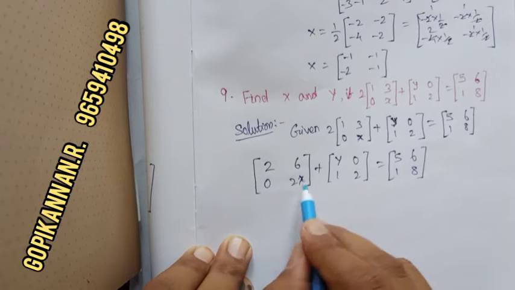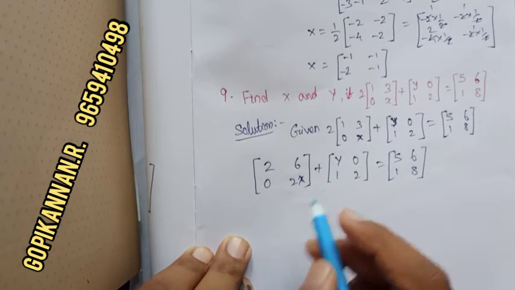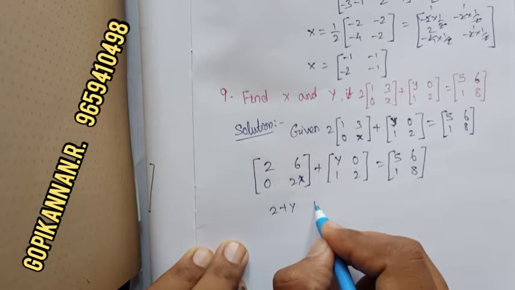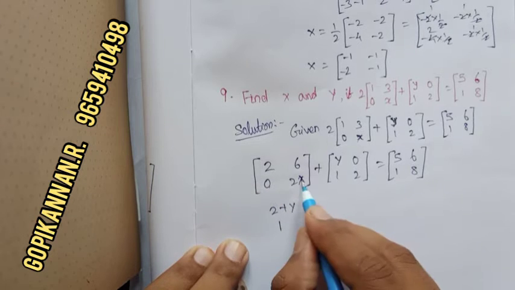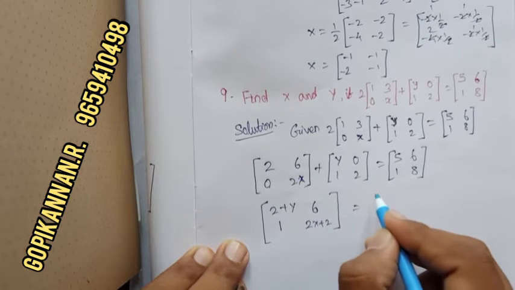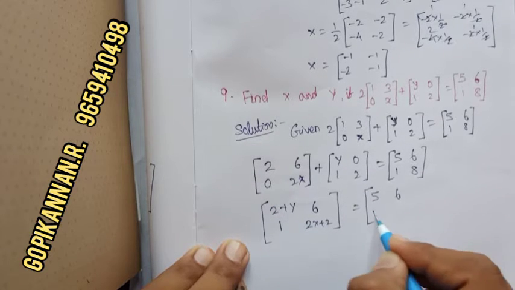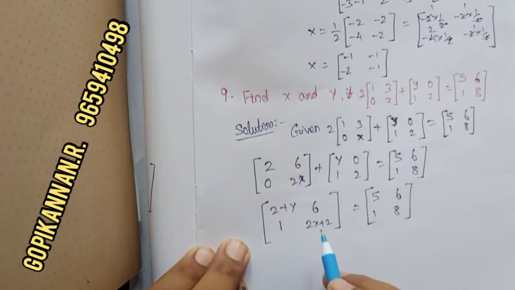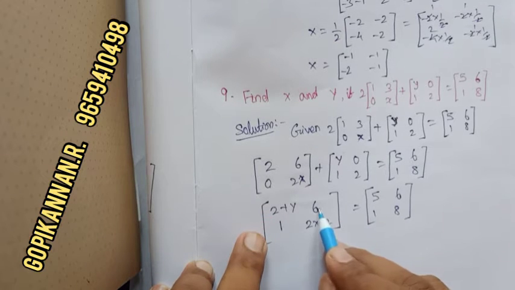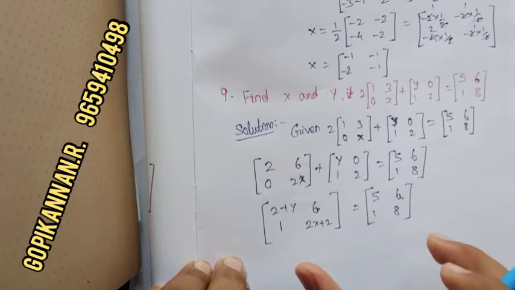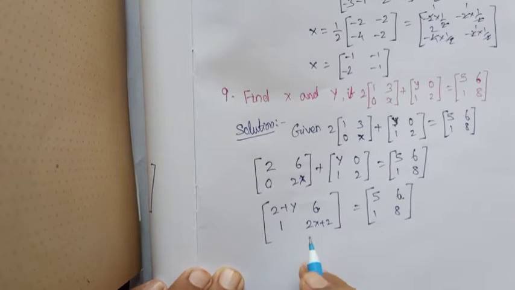So this is a sum of the two matrices. The corresponding elements should be added: 2 plus y, and here 6 plus 0 is 6, 0 plus 1 is 1, and 2x plus 2, which is equal to 5, 6, 1, 8. So the two matrices are equal, that means the corresponding elements are the same. The variables you can leave; 6 and 6 are the same, 1 and 1 are the same. The two matrices are of the same order with equal values, so compare the corresponding elements.